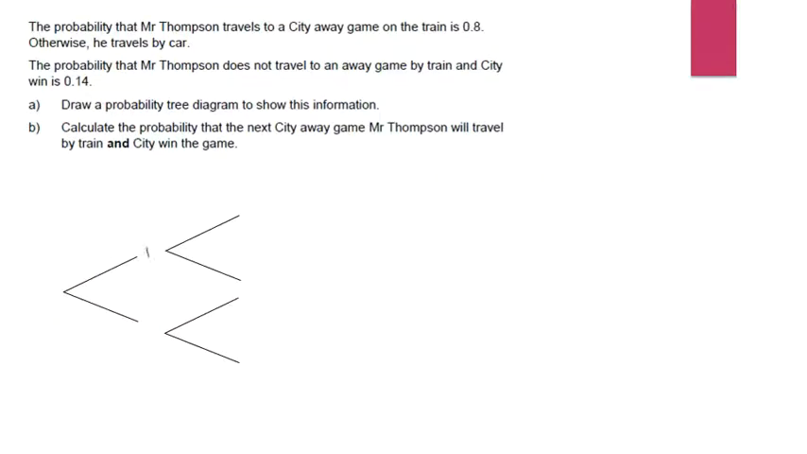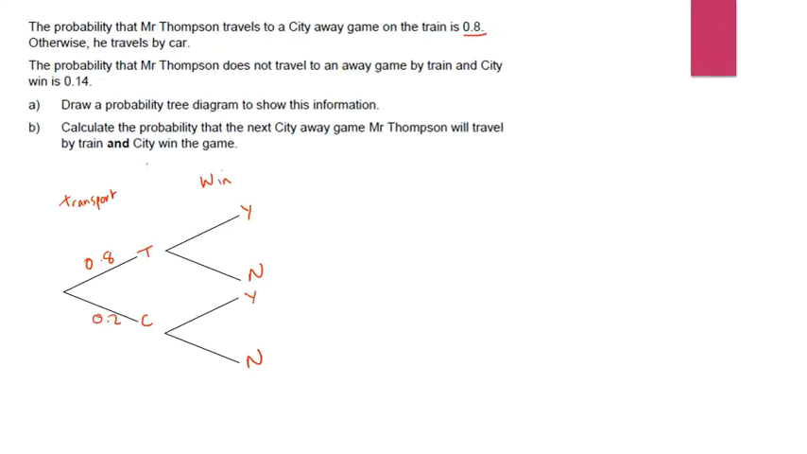So I'm going to call that T for train. I'm going to call that C for car. So this is just transport. And then this is where the City win. So they either win yes or they don't. Now, we know up here that the probability that he travels by train is 0.8. So I can put that on this branch here. So on this branch here for car, these two branches must add up to 1. So I know the probability he travels by car is 0.2.